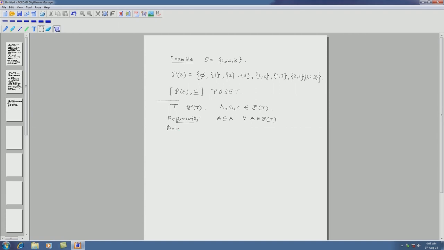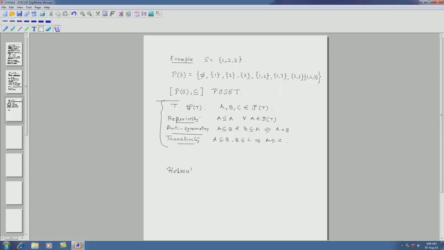Then antisymmetry, that is, if A is a subset of B and B is a subset of A, this will imply A equal to B. And finally, transitivity, that is A subset of B and B subset of C will force A to be a subset of C. These are very basic properties of set inclusion and equality. Therefore, we do not have to really worry much about these things. So, we have proved essentially once for all that PS with respect to subset equal is a partial order.